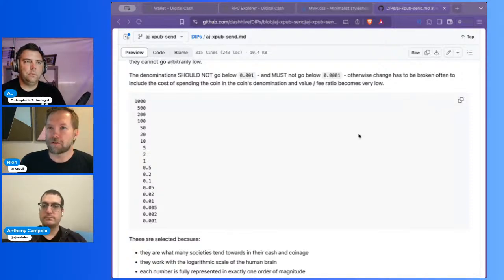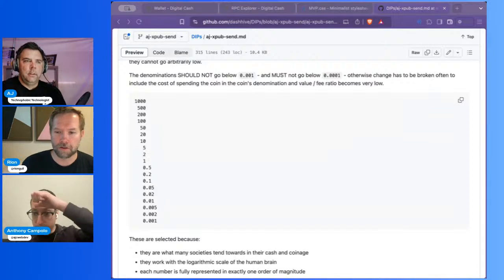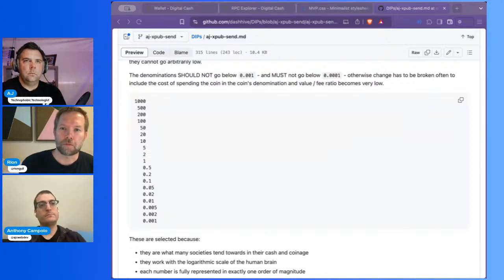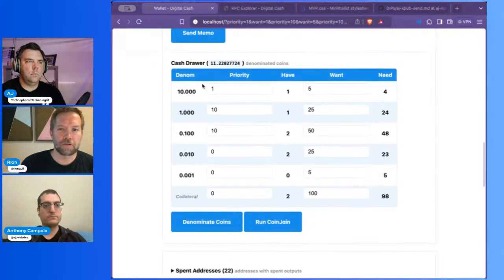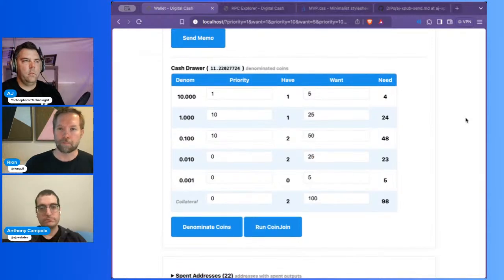So I think we've gone for almost an hour. Is there anything else that you wanted to talk about? Let's go back to the tool again, the web CoinJoin interface. Anything else that you wanted to say about this, plans moving forward, before we wrap up today?